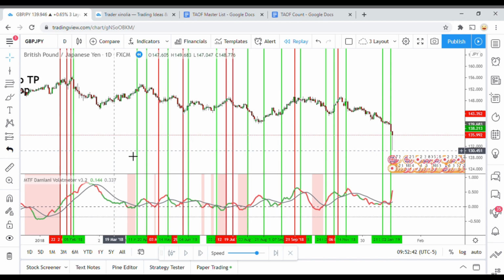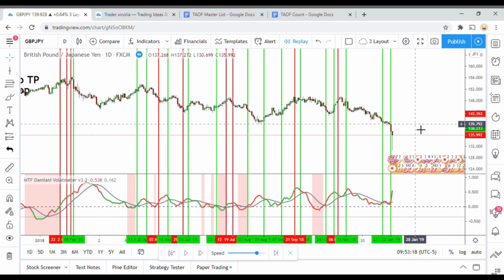So 24 signals altogether on that one. And we have 15 winners. So still meets the 60% criteria, even if we cancel out those continuation trades.